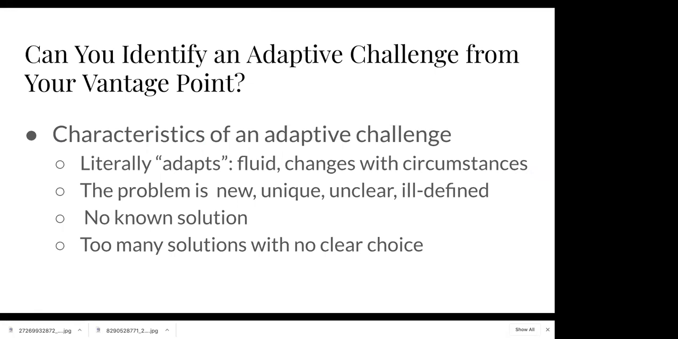So given that we're spending a little bit more time going over the questions, which I really appreciate, I'm wondering if people would indulge me and just think for a minute, can you identify an adaptive challenge from your vantage point right now? So an adaptive challenge is fluid, new, unique, unclear, ill-defined, with no known solution, or too many solutions with no clear choice. Can you think of an adaptive challenge from your vantage point? And go ahead and type that into the chat.